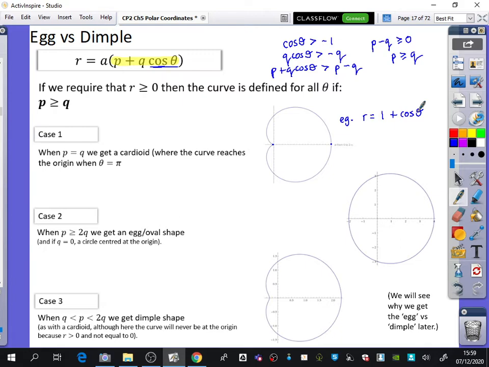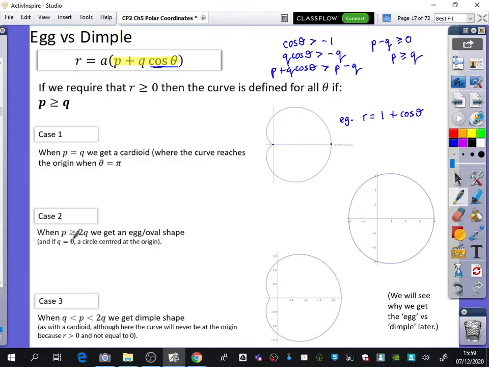Then the second case is that P is greater than or equal to 2Q. If you have that case, you get an egg or an oval shape. It looks like a circle, but it's actually not quite a circle. It's actually got a slightly warped egg shape. It's not an ellipse, which is like a circle that has been squashed at the top and bottom. It's like an egg that is on its side. It's not a circle at all. It's an egg shape. And this is when P is greater than or equal to 2Q.